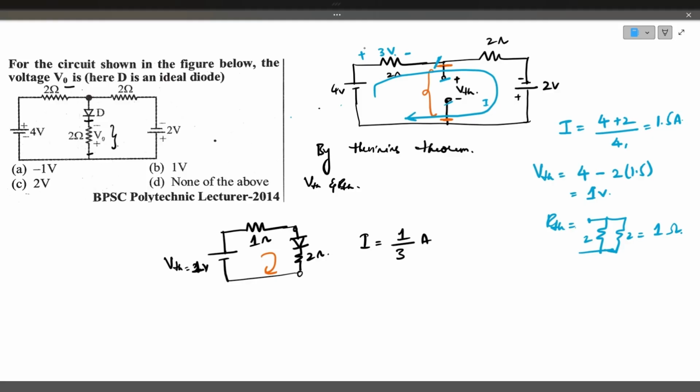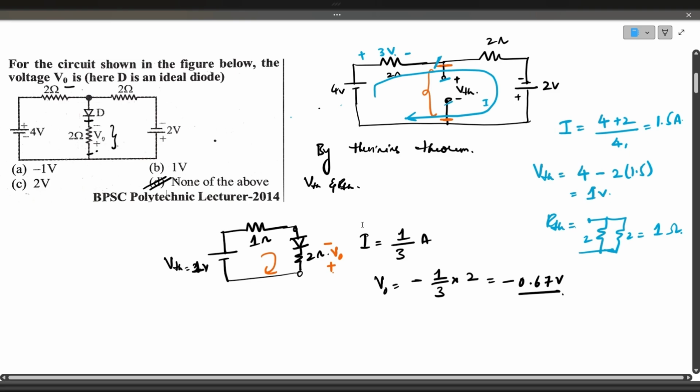Now he's asking us to find out the voltage across this 2 ohm resistor. So the voltage across the 2 ohm resistor, that is V naught, is equal to minus. Why minus? Because the current direction and the voltage polarity are opposite in direction. So it is minus 1 by 3 multiplied by 2, that is minus 0.67 volts. This is the answer. So here the answer is option D, none of the above.